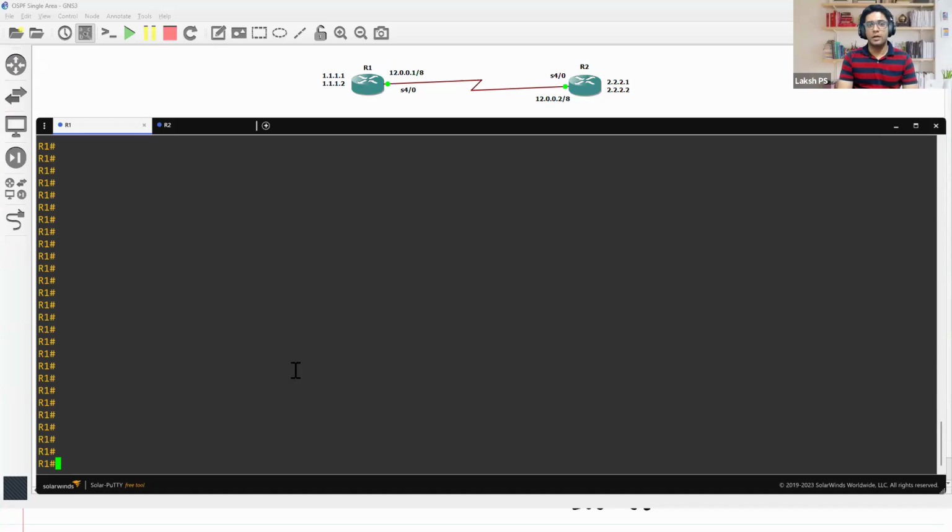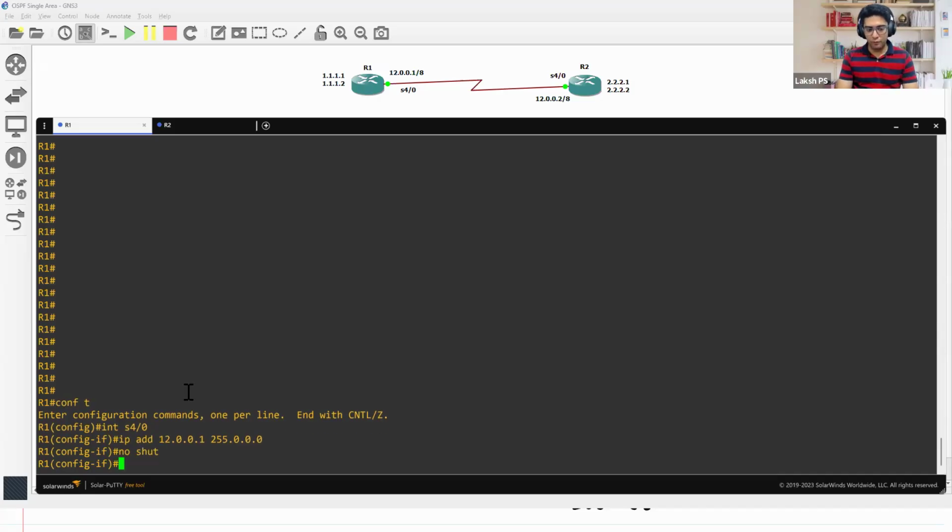Now I have removed all the pre-existing configurations, and the two routers do not have any OSPF, loopback or interface configurations. First, let's configure the IP addresses on each of these routers. Configure terminal, interface serial 4/0, IP address 12.0.0.1 255.0.0.0 and a no shut.